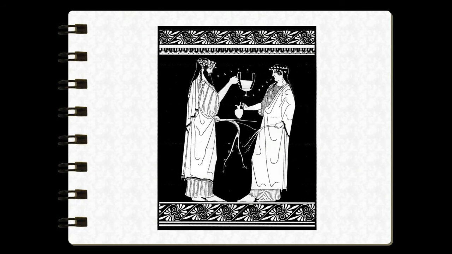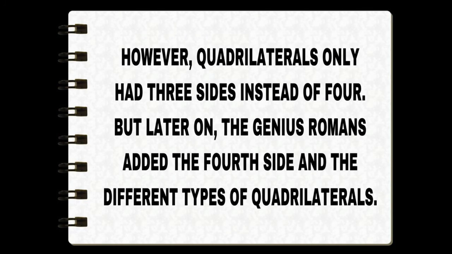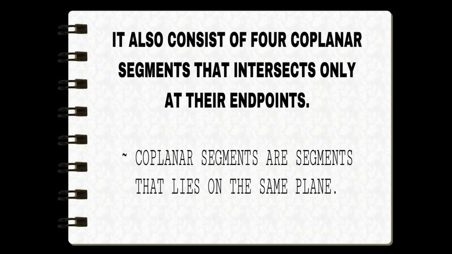The ancient Greeks first discovered quadrilaterals. However, quadrilaterals only had 3 sides instead of 4. But later on, the genius Romans added the 4th side and the different types of quadrilaterals. It also consists of 4 coplanar segments that intersect only at their endpoints.